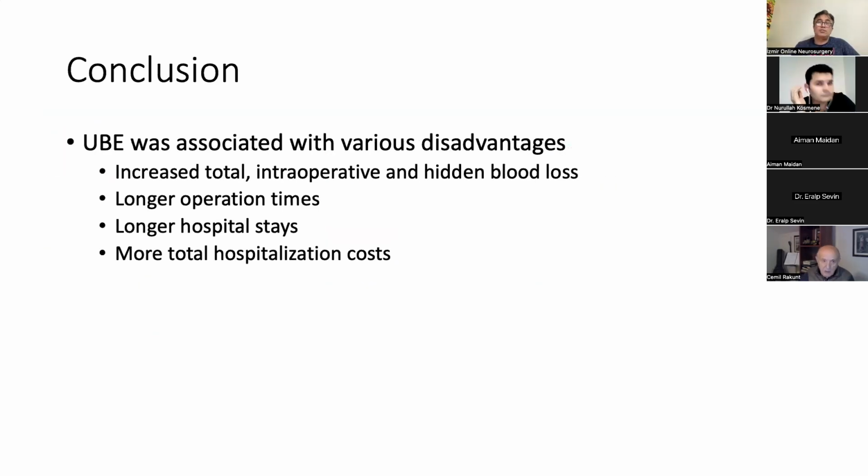In the conclusion section, they wrote that unilateral biportal endoscopic discectomy has many disadvantages compared to transforaminal discectomy. These are increased intraoperative blood loss, hidden blood loss, and total blood loss, longer operation times, and longer hospital stays, ultimately causing more total hospitalization costs.